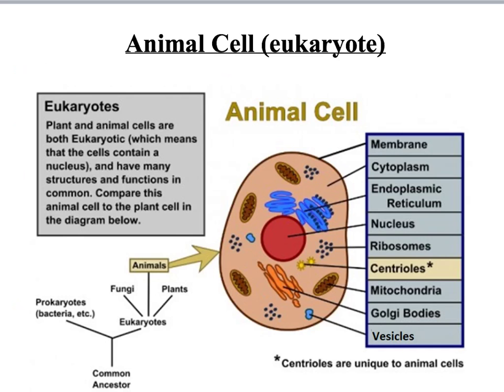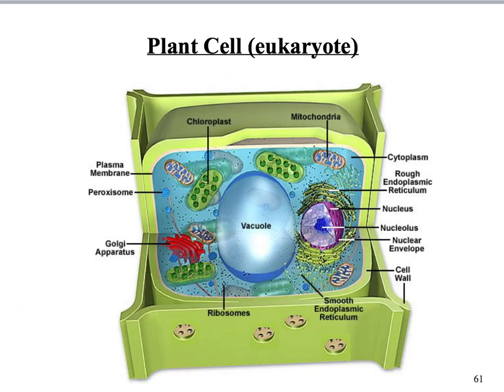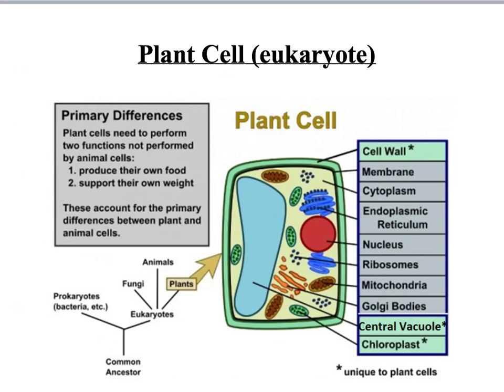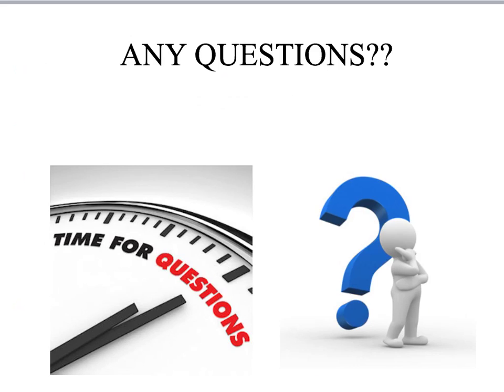In animal cells, remember, centrioles are basically found in only animal cells. Another picture of the plant cell. And in plant cells, we have the cell wall, the central vacuole, and the chloroplast that are unique to the plant cell. And this is the end of the online tutorial on cells.